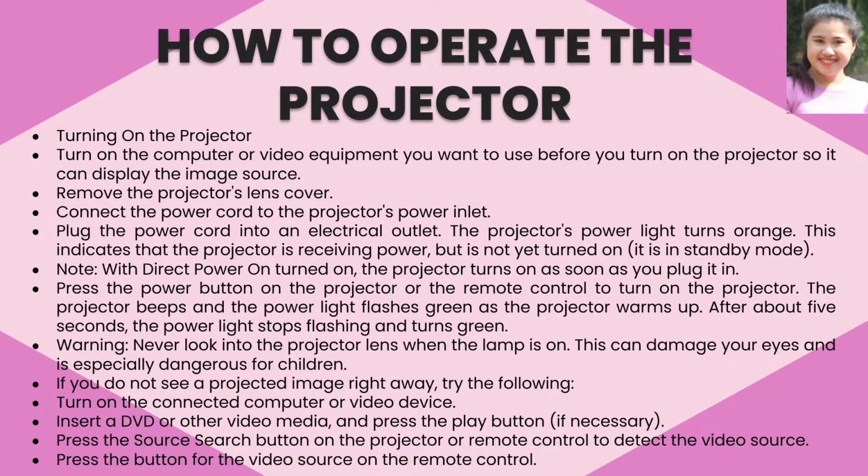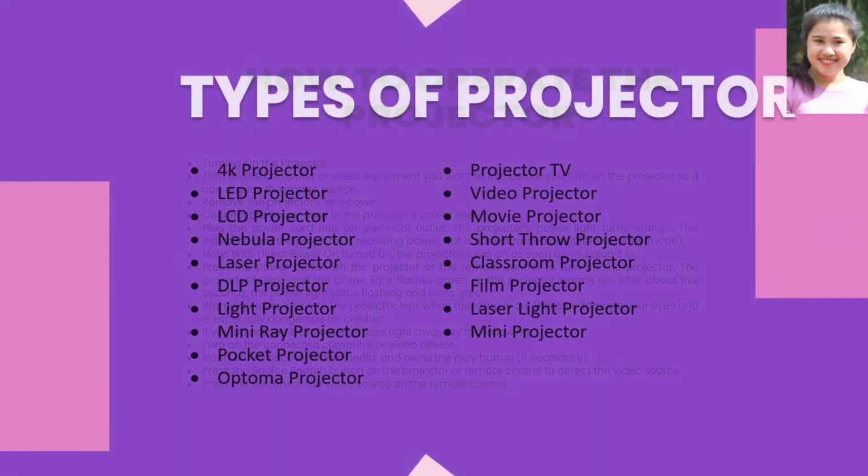If you don't see a projected image right away, try the following. Turn on the connected computer or video device. Insert a DVD or audio video media and press the play button. Press the source search button on the projector or remote control to detect the video source. Press the button for the video source on the remote control.